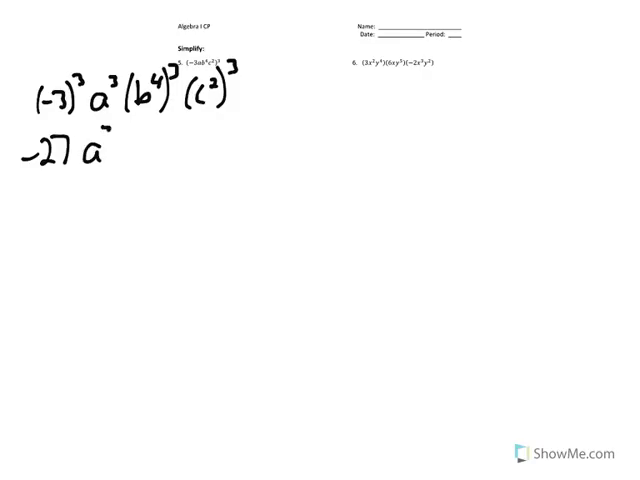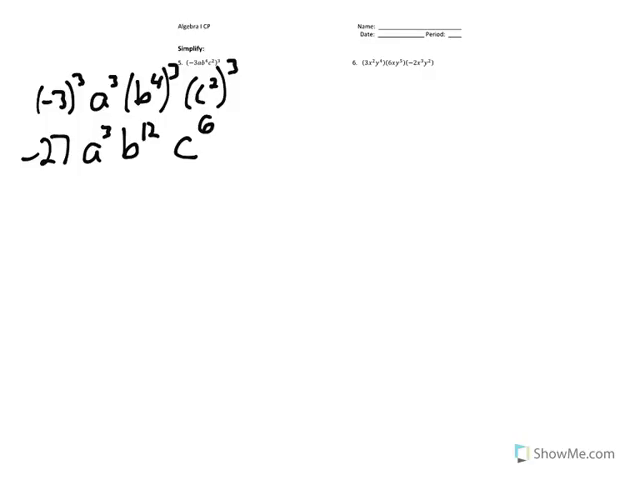A cubed is already simplified. B to the 4th cubed is a power of a power. So you multiply the 4 and the 3, we get 12. And c squared cubed, multiply 2 times 3, you get c to the 6th. There are no negative exponents, and you have one of each type of term. So that is your final answer.